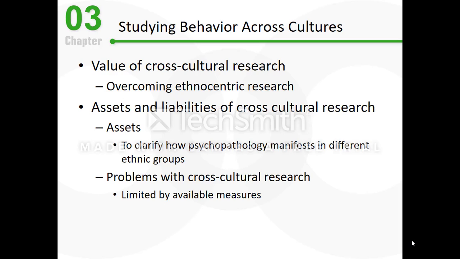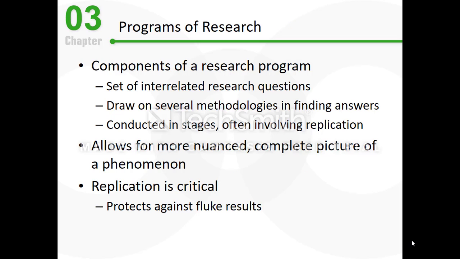We can look at cross-cultural research. In other words, overcoming ethnocentric kind of research, where we're broadening out across multiple cultures and looking at the differences there, considering the context there. So the assets there would be that we're able to see how psychopathology manifests itself in other ethnic groups. But the problem with cross-cultural research is that it's limited by its measures.